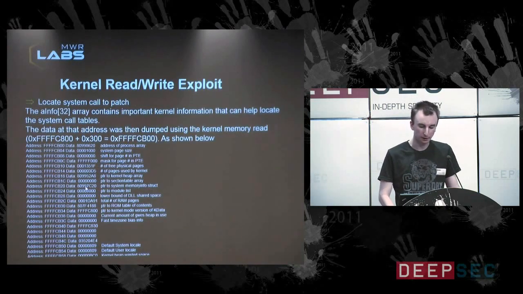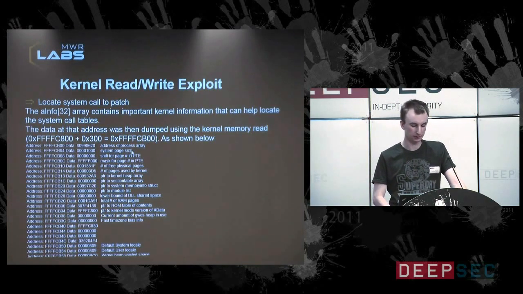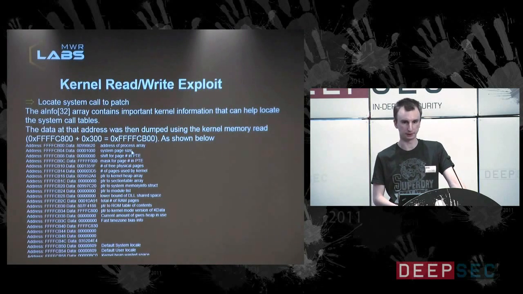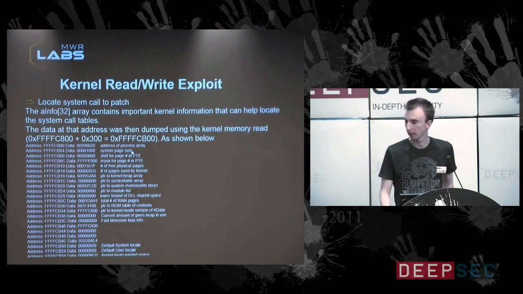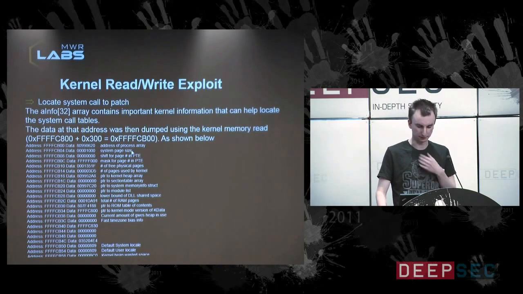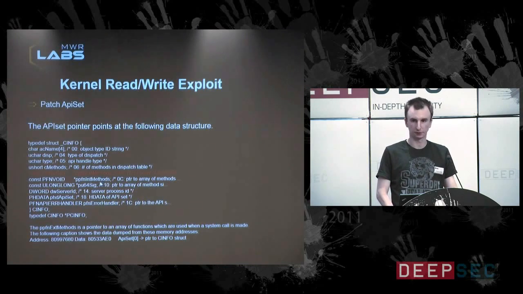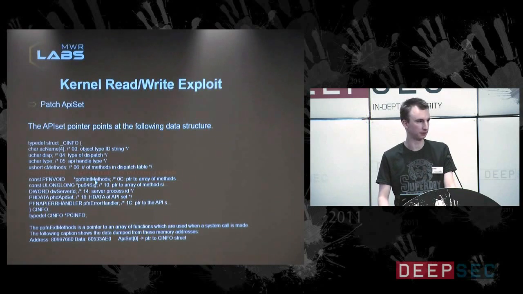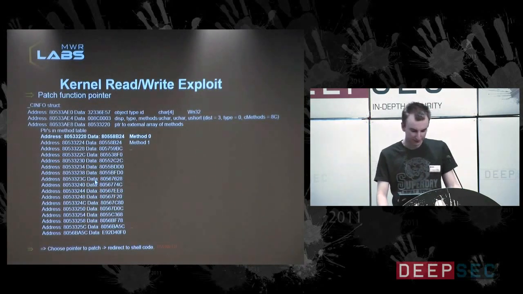So this was just a case of using the arbitrary read method to dump out data in this K data struct, locate the necessary function pointers, the pointers to the system call table, and then patch those pointers. These are implemented using API sets as well. So it's just a case of patching the function pointers and detouring them to the attacker-controlled shellcode. Then you have code execution. I need to speed up a bit.